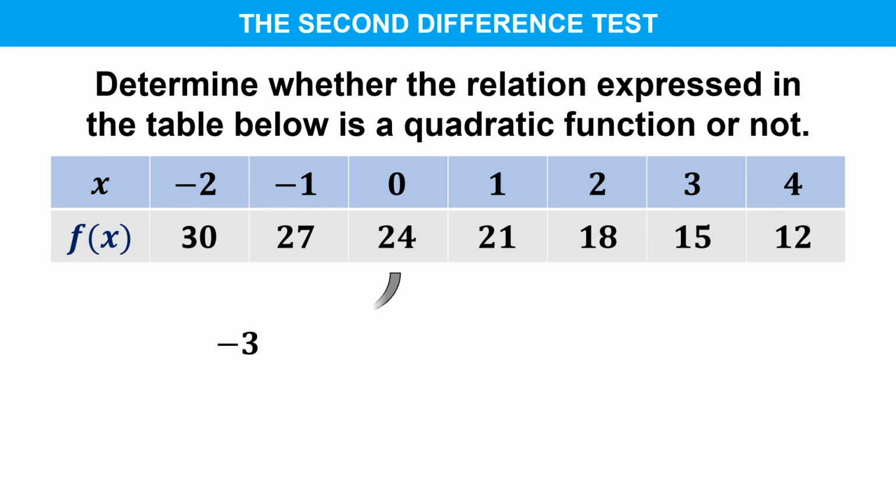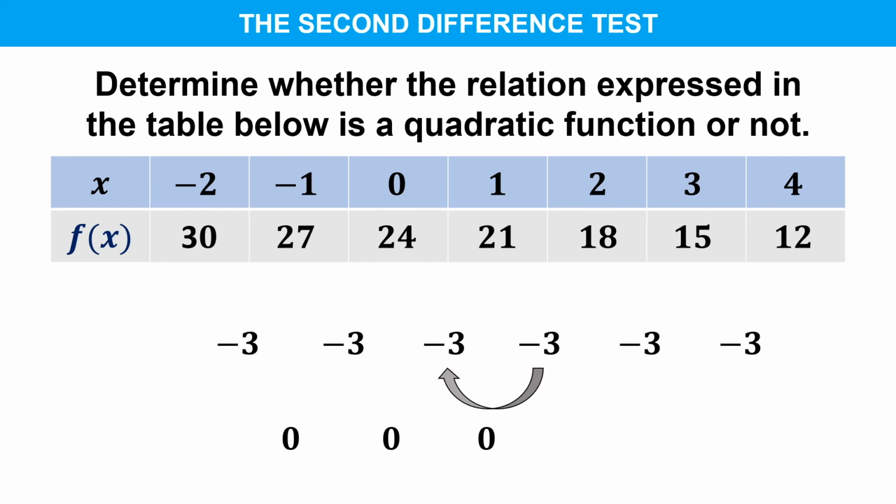Then, find the differences in the dependent variable f of x. Finally, test if there is equal non-zero second difference in f of x. Note that there is a common second difference in f of x, but the difference is 0. Hence, the relation expressed in the given table is not a quadratic function.